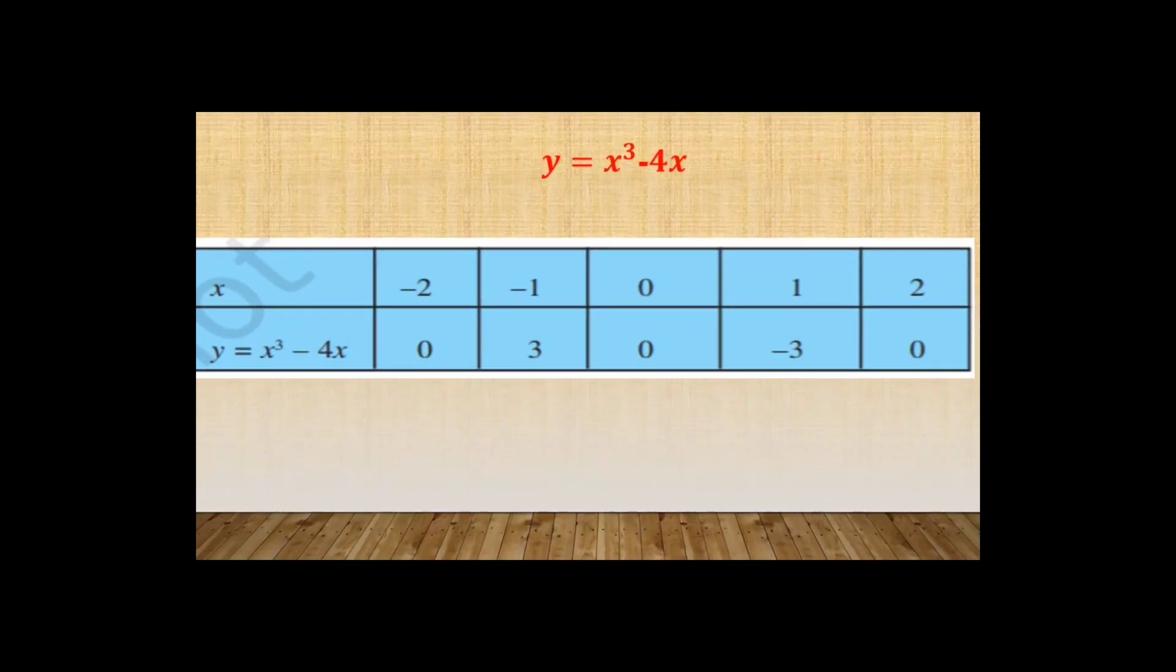Yes, here let's take a polynomial x cube minus 4x. It is a cubic polynomial. How can we know it? Because it is a polynomial of degree 3. Now I have taken 5 random values of x. In the second row you can see I have substituted the values of x in the equation y equals x cube minus 4x, and I got the respective 5 values of y. So this is the table prepared. Now in the next slide we will see the graph of a cubic polynomial.